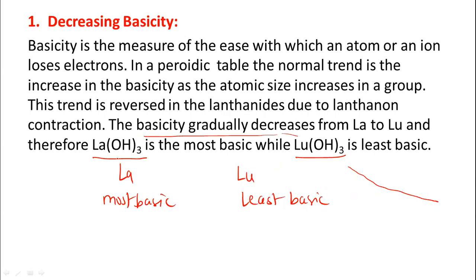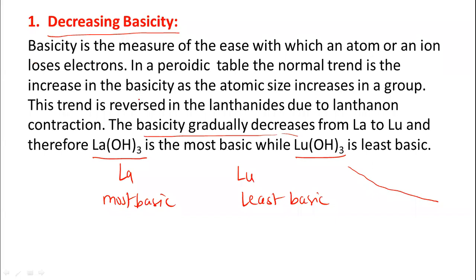Okay. Generally, we know that hydroxides are basic in character. So lanthanum hydroxide is the most basic, highly basic, and lutetium hydroxide is the least basic. And we can explain this due to the lanthanum contraction. So this is the first effect of the lanthanum contraction: basicity is going to be decreasing.